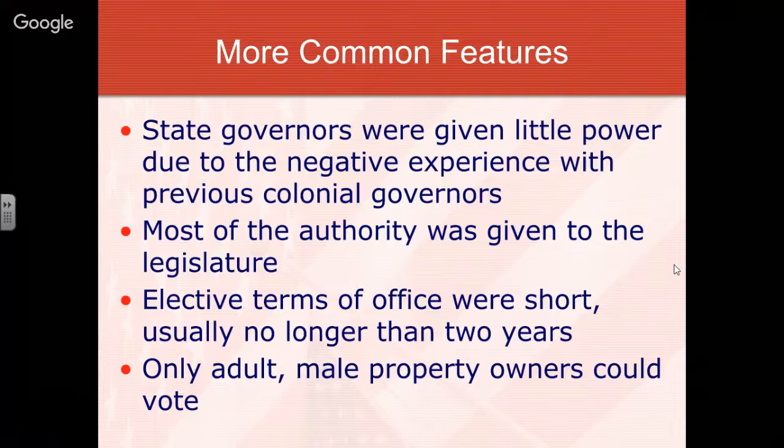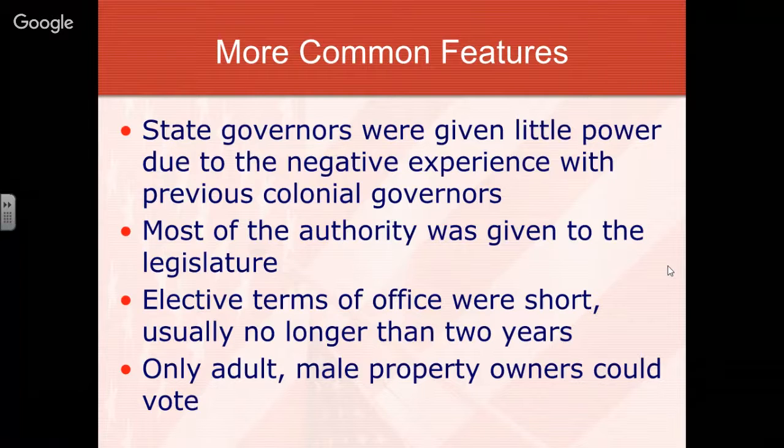Some other common features of the early state constitutions were that state governors were given little power. This was due to the negative experience that many of the states had with previous colonial governors. Most of the authority was in turn given to a legislator, because that legislative body was elected by the people. And they typically kept those elective terms of office very short, usually no longer than 2 years, something that is carried over into our House of Representatives today.